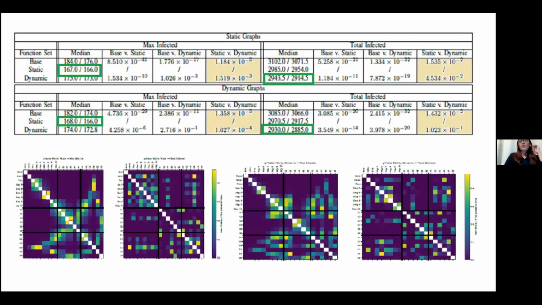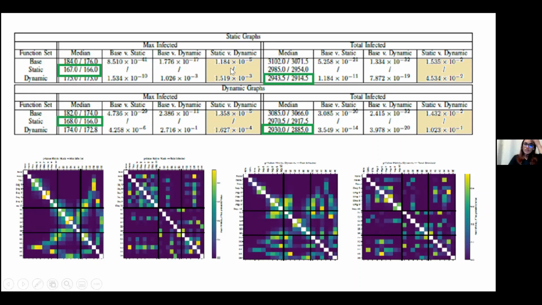After that, we also tried to make a comparative analysis between the base strategies and the dynamic strategies, and some baseline strategies were also compared. We have seen that the base strategies have always been performing the worst. While we considered the maximum infected metrics, the static graph generated strategies performed good, but while we considered the total infected metrics, the dynamic graph generated strategies were performing well.